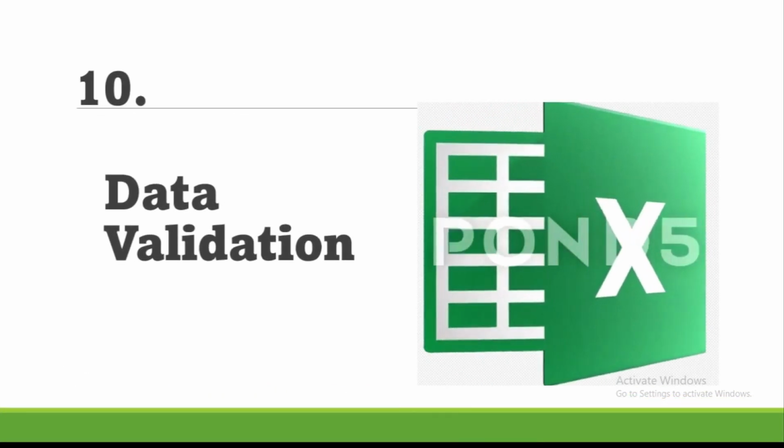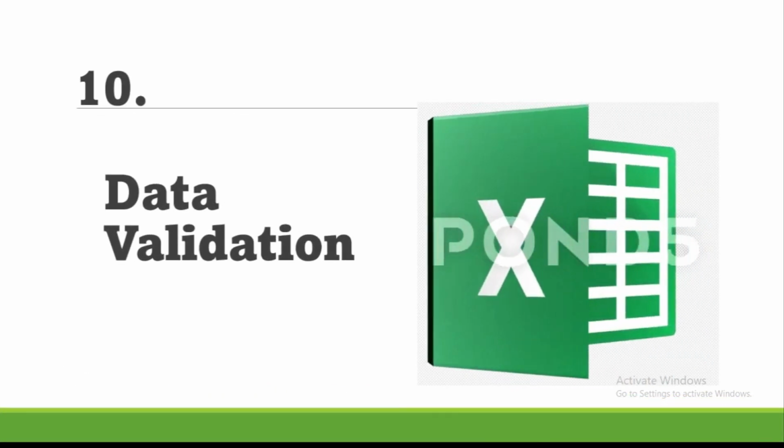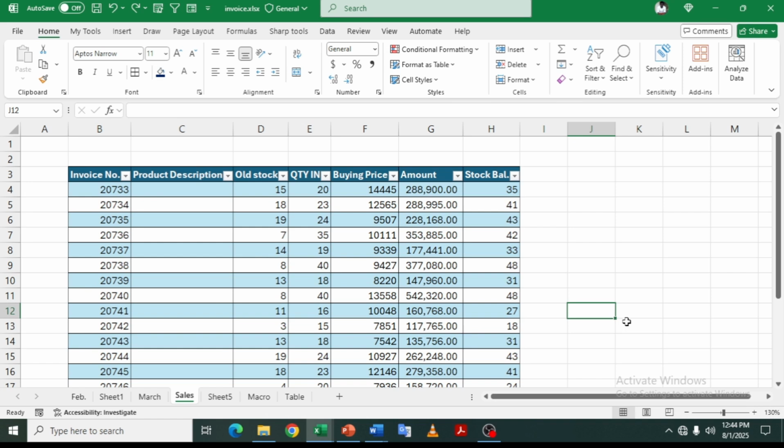And number 10, use data validation. The drop down list in data validation is another way you can speed up your data entry task. For example, I want to enter a list of products here. Each time I want the product, I will have to type the name of the product over here. So instead of that, I'll just insert a list where I can select one of the products and use.